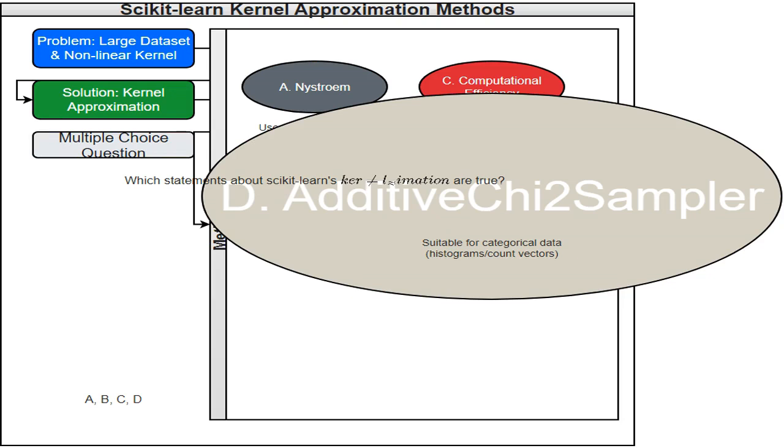This method is perfect for categorical data. If your data is made up of categories, like colors or types, rather than continuous numbers, this method excels at approximating the kernel.